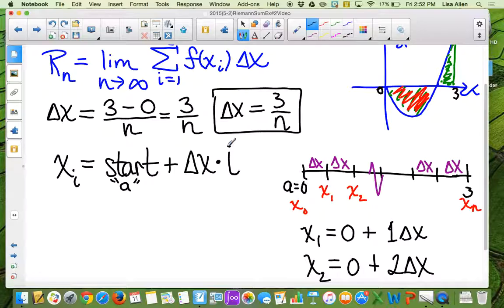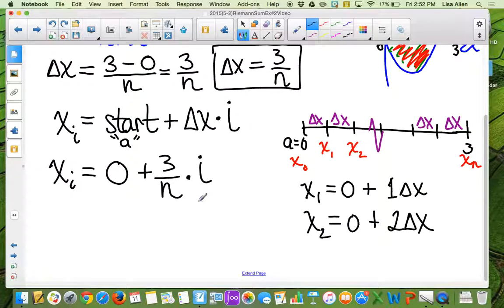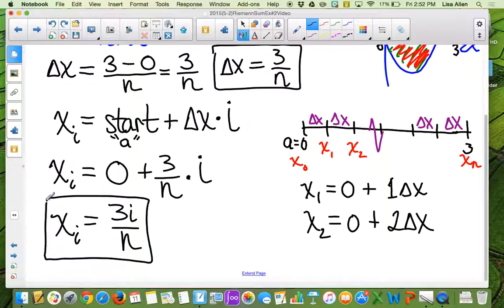So in this case, our x sub i is equal to where you start at 0 plus delta x, which we already have, is 3 over n times i, the counter. So as it turns out, we get x sub i is equal to 3i over n. So now we have x sub i.